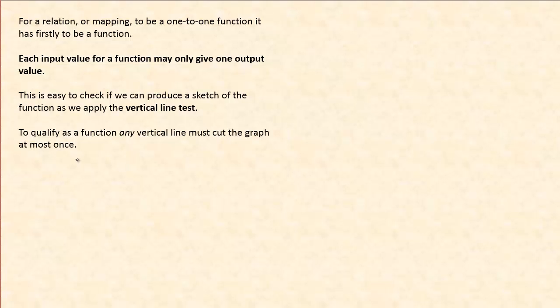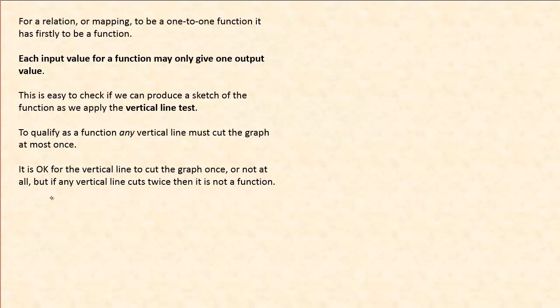So it can either not cut it at all, so it's cutting it 0 times, or once. As soon as it cuts twice, it fails the vertical line test. So it's okay for the vertical line to cut the graph once, or not at all, but if any vertical line cuts twice, then it is not a function.